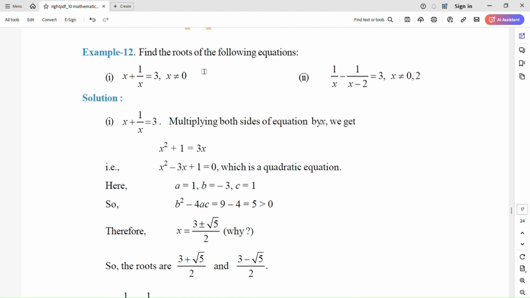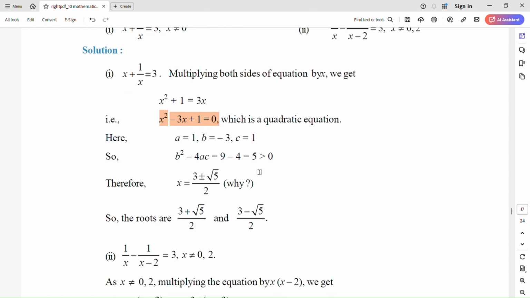Find the roots of the following equations. x plus 1 by x equal to 3, and x is not equal to 0. So the first one is simple. You just multiply with x on both sides, LHS and RHS. What you will get is x square plus 1 equal to 3x, and this is your final quadratic equation. Substitute a, b, c values. First check if it has a real root or not. So b square minus 4ac is 5. So it has real roots.